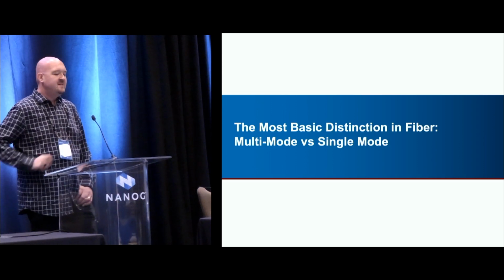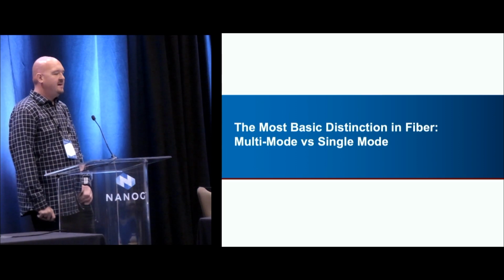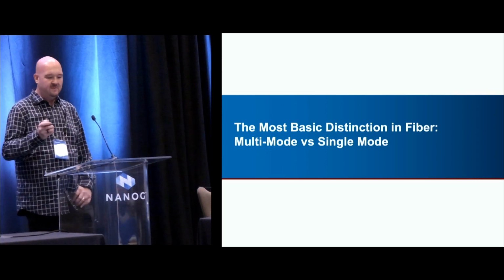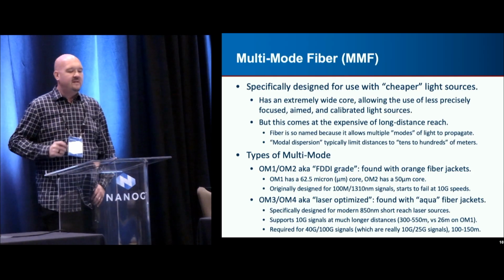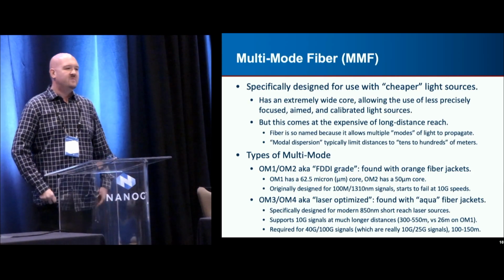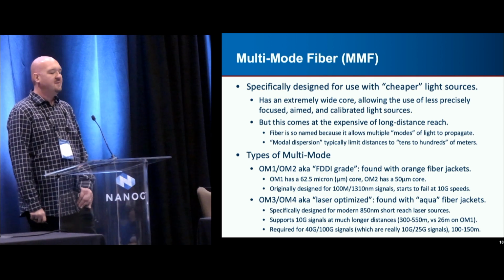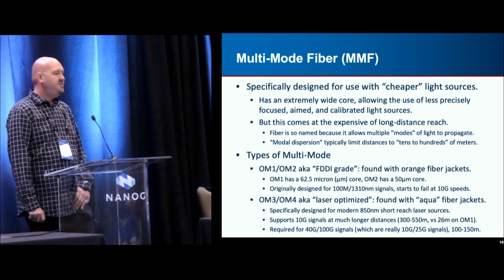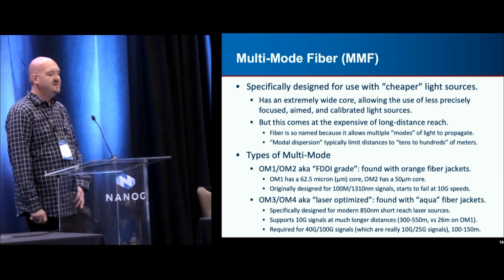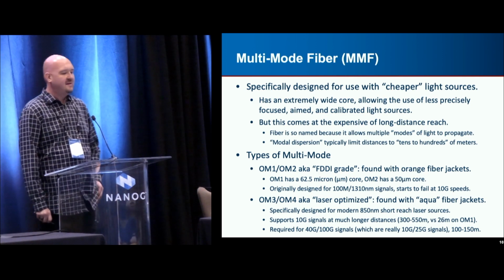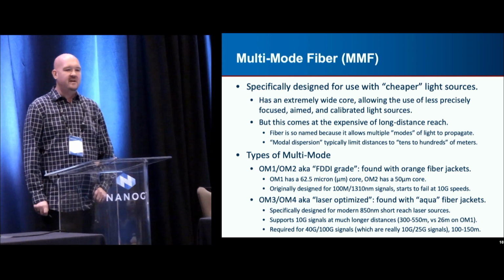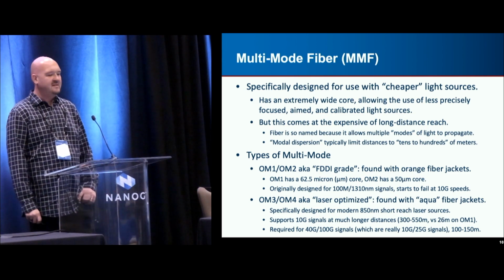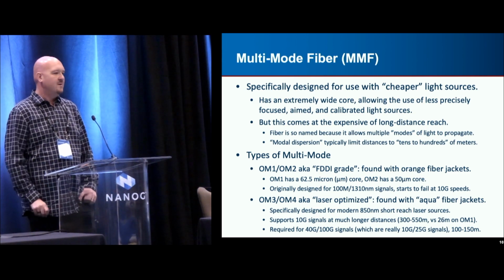So the most basic distinction you can have in fiber is multimode versus single mode. What do I mean by that? Multimode fiber is fiber that's designed to work with cheaper light sources. The fiber itself has a very wide core, and it lets you use these cheaper, less precisely focused, aimed, and calibrated light sources. In older standards, it would use LEDs. These days, it's using more laser stuff.